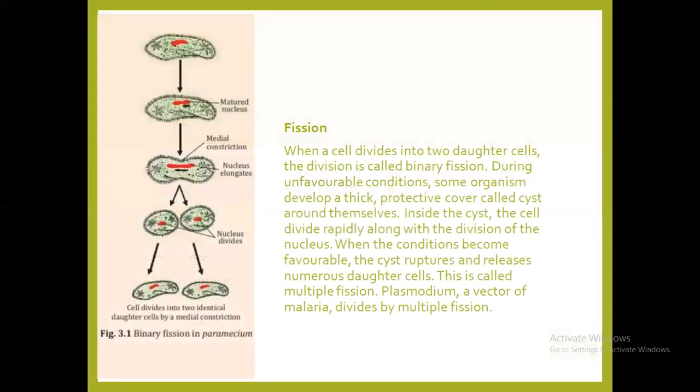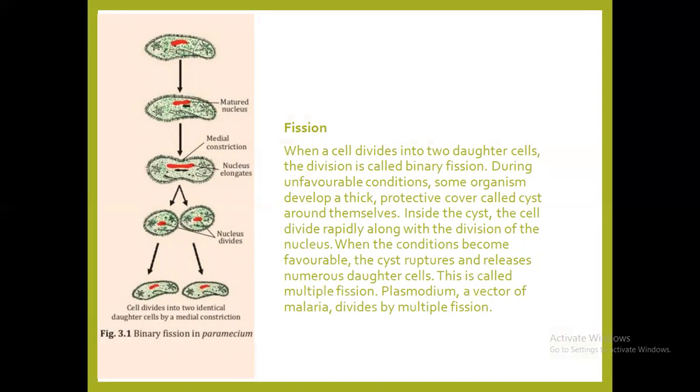So first of all, we will discuss fission. In this diagram, you can see the binary fission in paramecium. First of all, what is fission? When a cell divides into two daughter cells, the division is called binary fission. As the name suggests, bi means two. So when a parent cell divides into two daughter cells, it is called binary fission. And we will discuss multiple fission also.